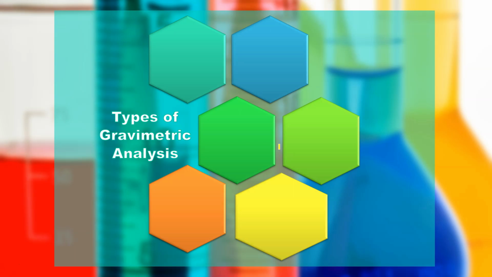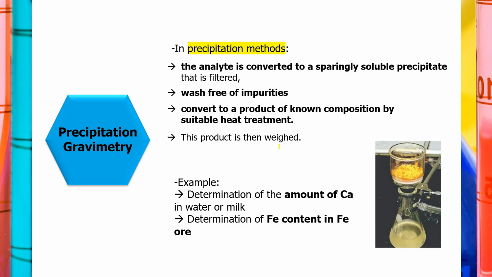Next is about the types of gravimetric analysis. In this topic, I only focus on three types of gravimetric analysis, which are precipitation gravimetry, volatilization gravimetry, and electrogravimetry. Now we move to the first type of gravimetric analysis, which is precipitation gravimetry. This type is the simplest method, because it only involves the mixture of two analytes to convert into a sparingly soluble precipitate which can be filtered.